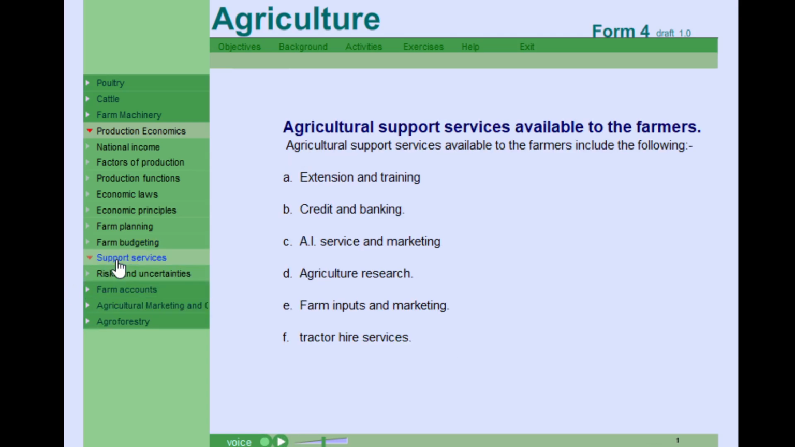Agricultural support services available to the farmers include the following: extension and training, credit and banking, AI service and marketing, agriculture research, farm inputs and marketing, and tractor hire services.